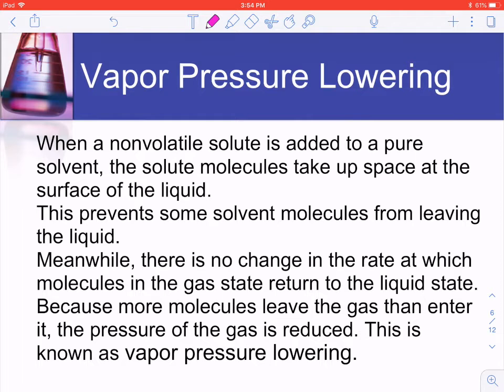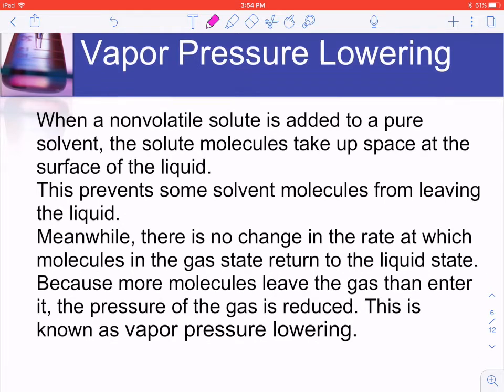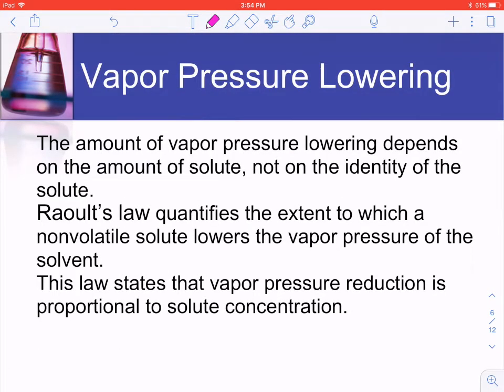lower vapor pressure. So the less vapor pressure, that means we need more energy to vaporize stuff, which you can predict what's going to happen to the boiling point, and we will look at that a little bit later on. There is a law that helps to describe how much the vapor pressure is lowered. We are not going to get into the actual meat of the law, but Raoult's Law helps us to figure out how much that vapor pressure goes down.